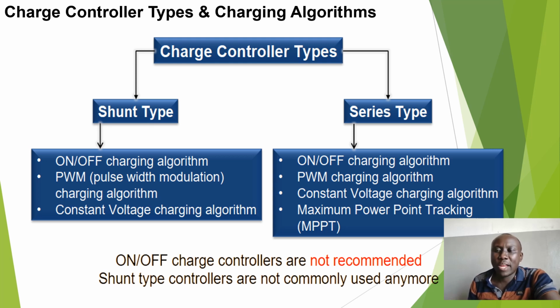We have charge controller types and how their charging algorithm goes. In charge controller types, we have shunt type and series type. But we also have the MPPT, the maximum power point tracking that we are going to discuss. The characteristic of shunt type is that they are on-off charging algorithms, meaning they go on, off, on, off. That's how they do the charging. It also has a pulse width modulation charging algorithm and a constant voltage charging algorithm. So it has the three algorithm styles. Then the series type also has the same, but it has maximum power point tracking with it.